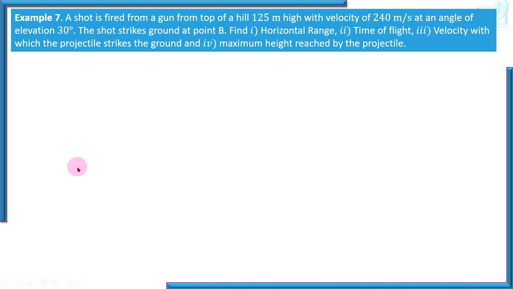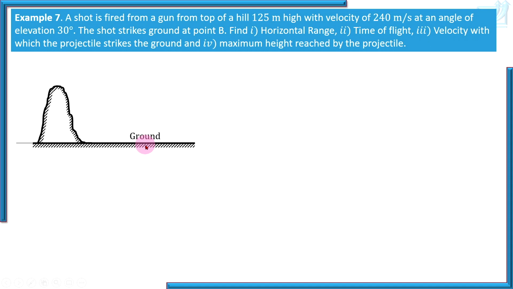So, let's visualize the motion. Draw the diagram. Height of the hill is given. Height is measured from ground. So, there is ground involved. Then, height of the hill is given as 125 meters. At the top of the hill, the shot is fired with velocity 240 meters per second. Of course, it moves along a projectile path and strikes the ground at point B. So this is the situation involved.